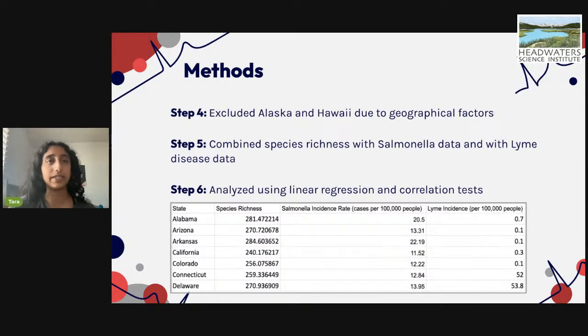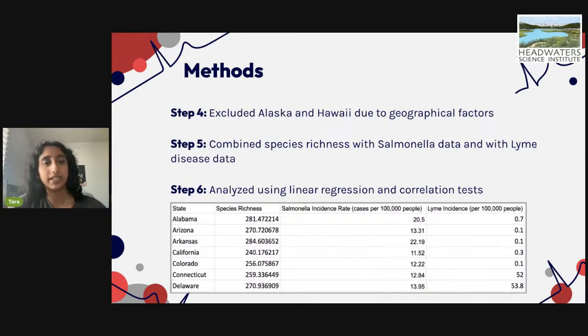Okay, and then we decided to exclude Alaska and Hawaii from our study because of their unique geographical factors. Alaska's harsh cold climate conditions and Hawaii's isolation and high tourism rates often introduce extra variables that affect disease transmission, and these factors aren't present in other US states, so we decided to just exclude them.